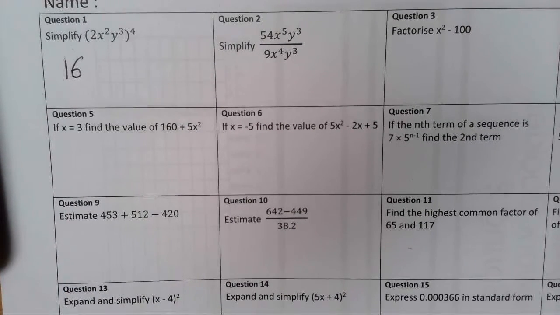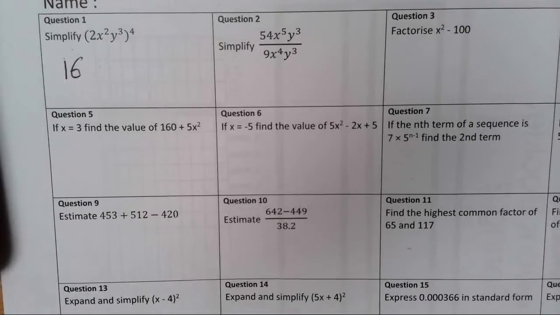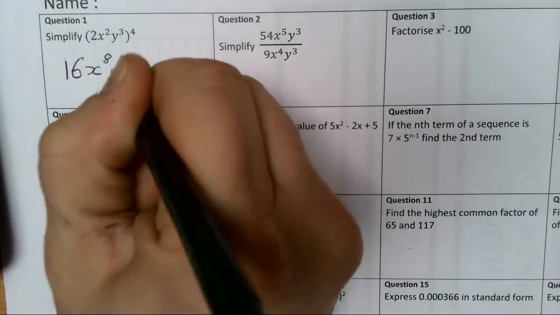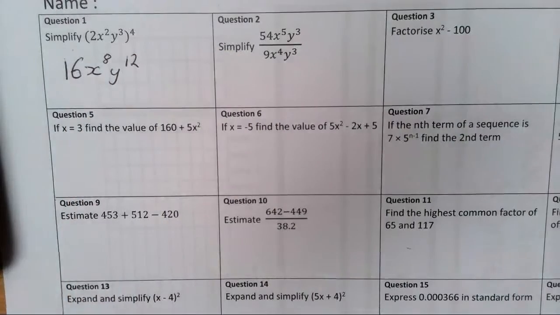So my coefficient here will be 16. Now I'm going to use my index laws. When I have an index in a bracket, I can multiply those powers. So I'm going to get x to the power 8, y to the power 12.